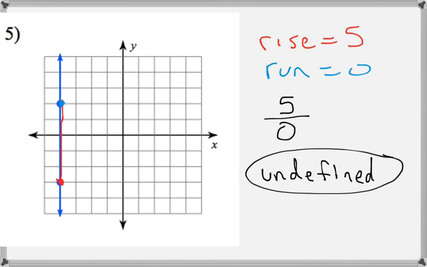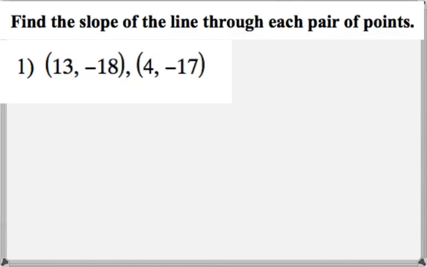So let's look at some examples when we are not provided the graph, but we are provided 2 points on the line. So here we have 2 points. We have (13, negative 18) and (4, negative 17). And we are asked to find the slope of the line that goes through those 2 points. So we first need to label our points. Choose which point we're going to call (x1, y1), and which point we're going to call (x2, y2). I'm going to go just in order. The first point listed here is (13, negative 18). So this is going to be my x1.